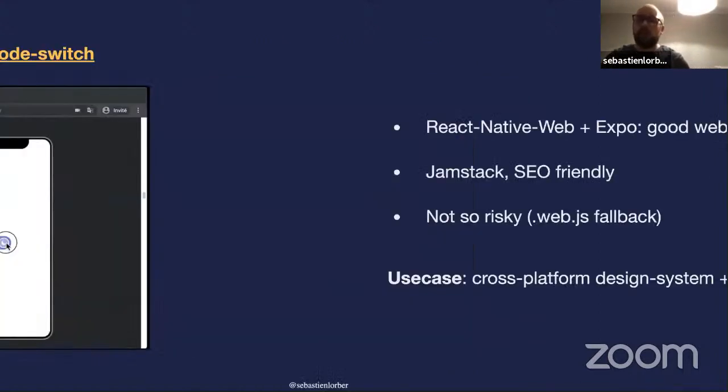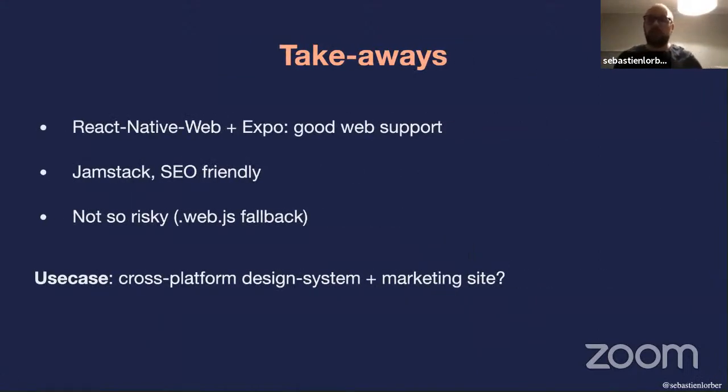So the takeaway of this is that React Native plus Expo has good web support. You can use it on the Jamstack and have good SEO. And it's not very risky because you always have the .web.js extension fallback. So if you really want an escape hatch and use whatever JS code that works on the web, if you want to use jQuery or Backbone.js or whatever, you really can. It's possible.